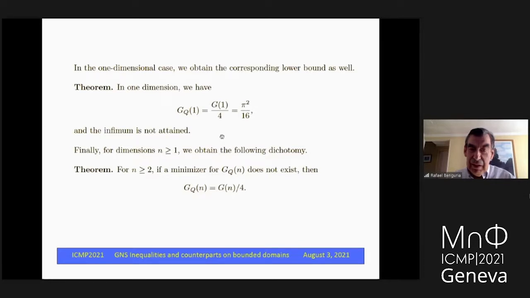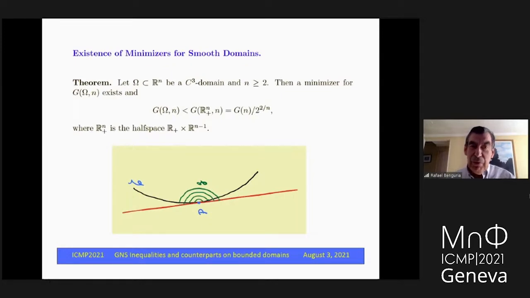And as I said, if the minimizer doesn't exist, we have that thing. This is by using concentration compactness. And the proof of the existence of a minimizer for a smooth domain uses concentration compactness. In order to prove it, we use a trial function for the quotient. We set it on a smooth point of the domain where the curvature is strictly positive. We set up a straight line there.